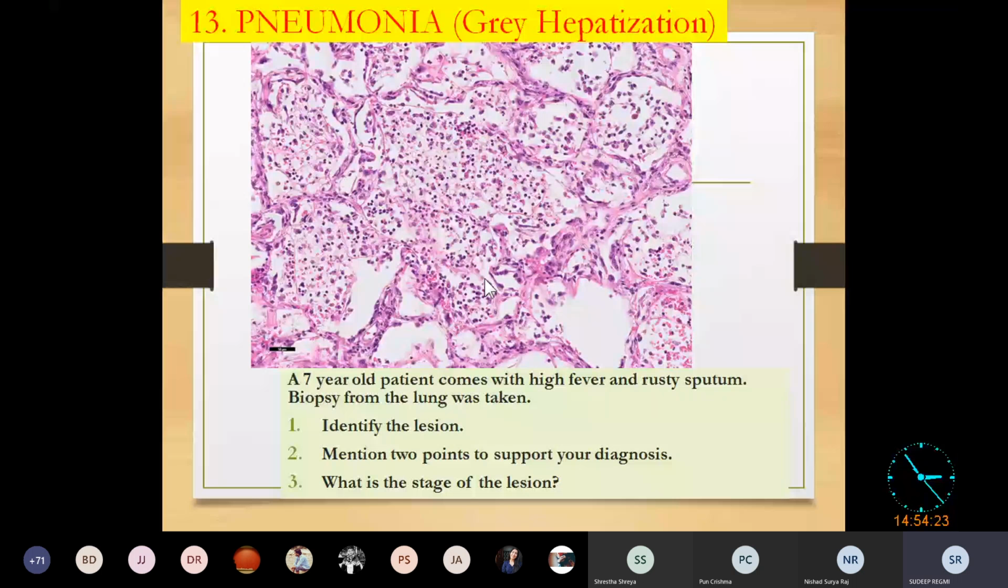Whatever you told is very correct, and a question might be: a 7-year-old patient comes with a high fever and rusty sputum. A biopsy from the lung was taken. Identify the lesion, mention 2 points to support your diagnosis, and state the stage of the lesion. So let's discuss the types of pneumonia.